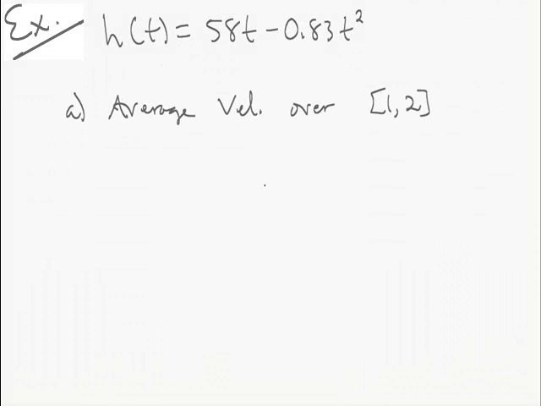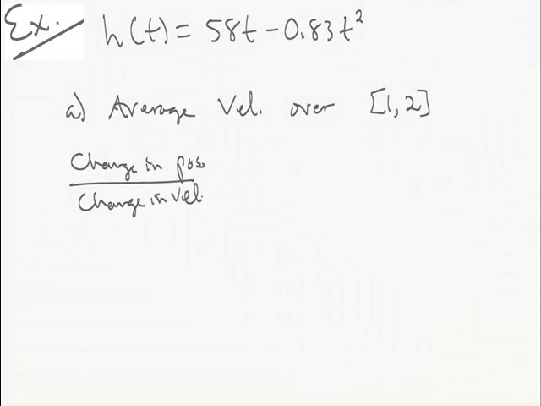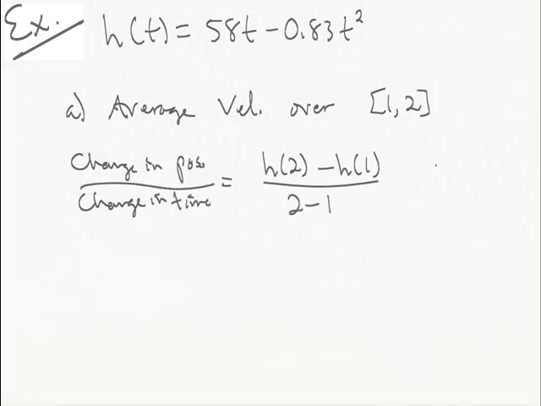Well, what are we going to do? We're going to take the change in position divided by the change in time. And what that's going to give us then is the average velocity of the arrow over that time interval. So the change in position is going to be the height of the arrow after 2 seconds minus the height of the arrow after 1 second, divided by the change in, I said velocity there, we mean time. Divided by the change in time, so that's going to be just 2 minus 1.